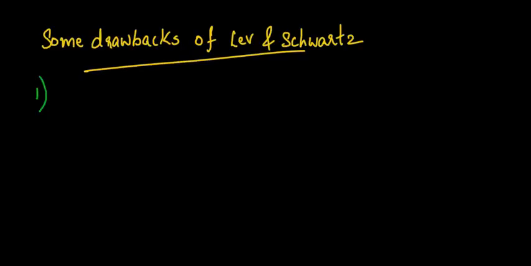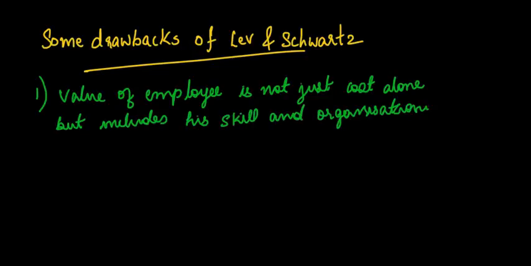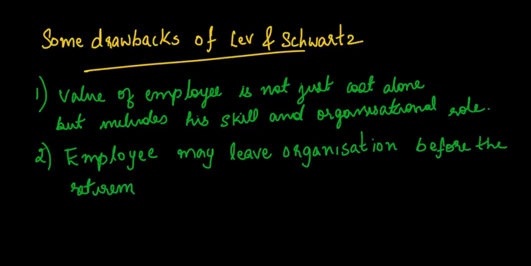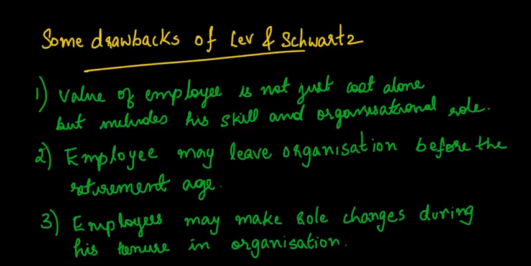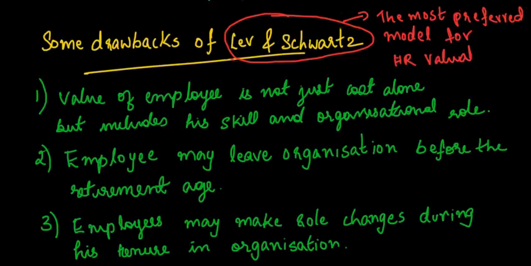Some of the major criticisms for this model are: 1. Actually, the value of an employee is not determined by the cost the company pays, but also by the skill and organizational role. 2. The model ignores the possibility and probability that the individual may leave the organization for reasons other than death or retirement. 3. It ignores the possibility that people may make role changes during their careers. In spite of all these criticisms, Lev and Schwartz is still the most popular method of valuing human resources.